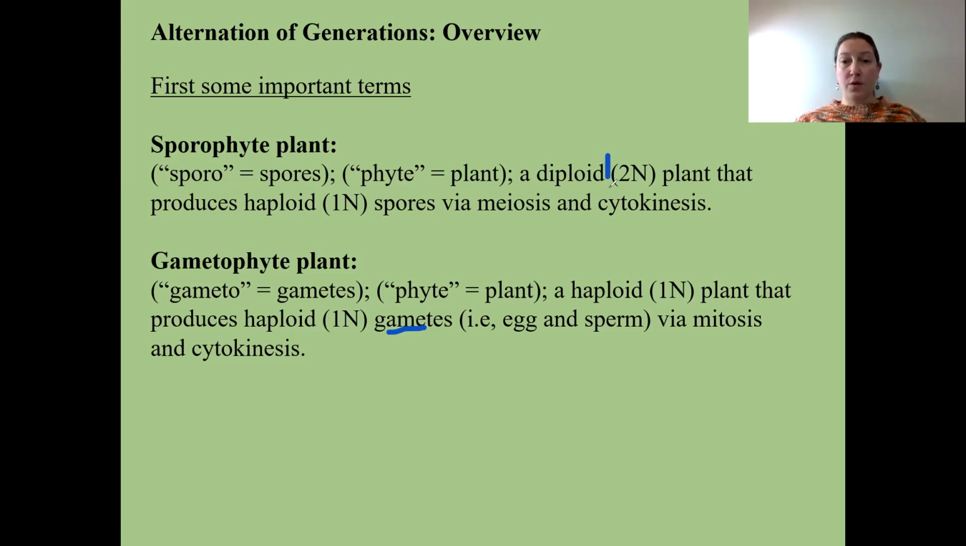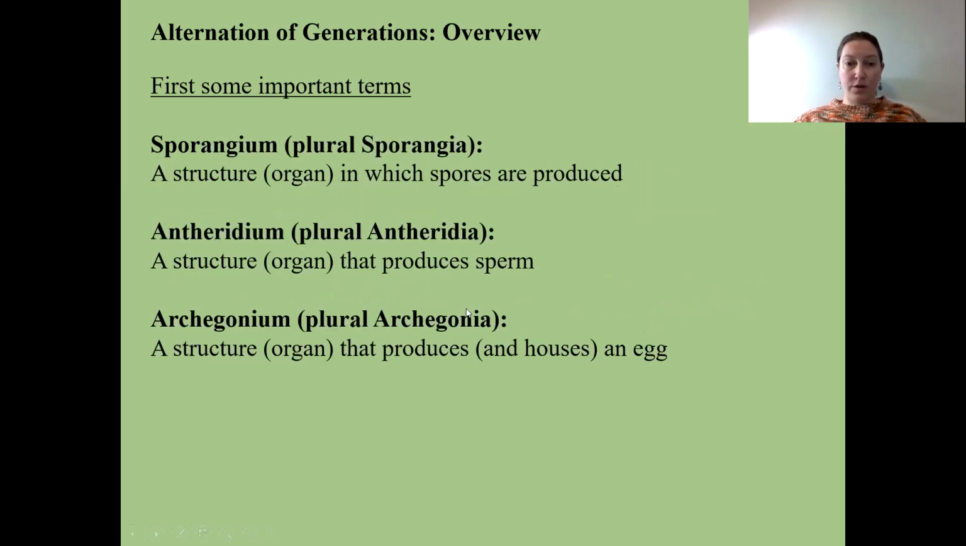Just to point this out real quick, if you're a 2N plant that makes 1N spores, you have to halve the chromosome number. That's going to happen via meiosis, so meiosis occurs on the sporophyte plant. If you are a haploid gametophyte plant making haploid gametes, you don't have to change the chromosome number. It's 1N to 1N, so you can just use mitosis. This is just so you have these words.